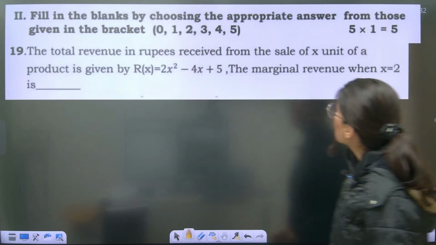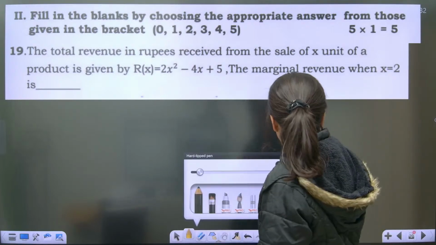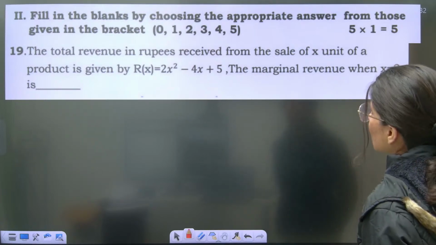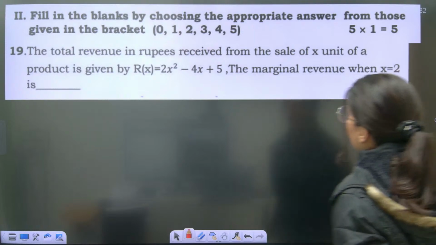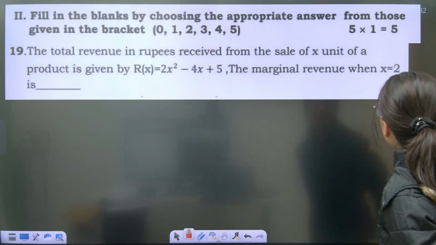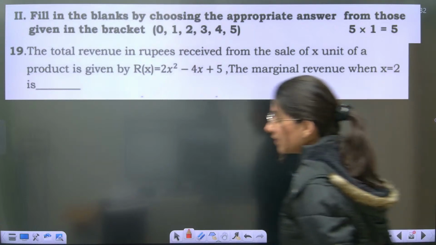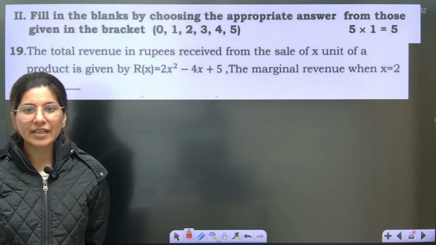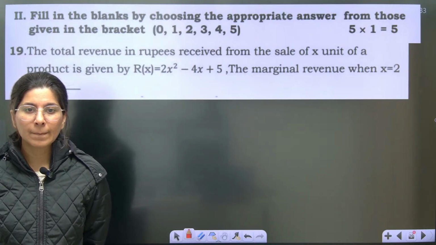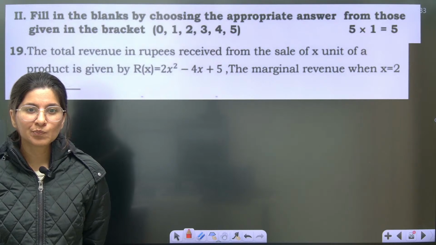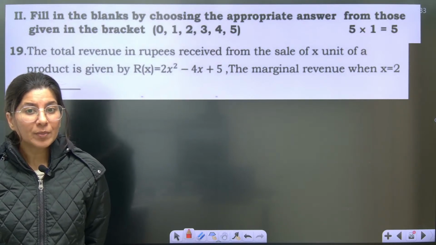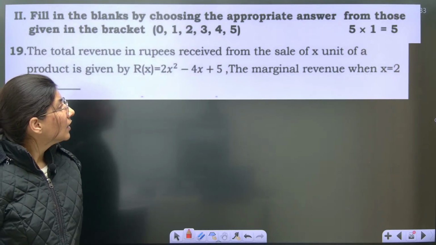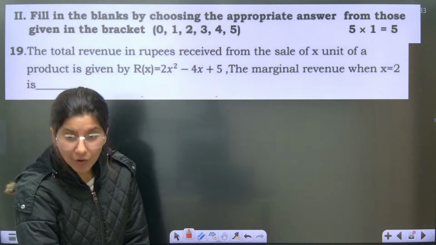Next question. The total revenue in rupees received from the sale of x units of a product is given by R(x). We need the marginal revenue when x equals 2. So how to solve? Total revenue in rupees received from a sale of x units of a product. Now, the marginal revenue is what they are looking for. What to do?